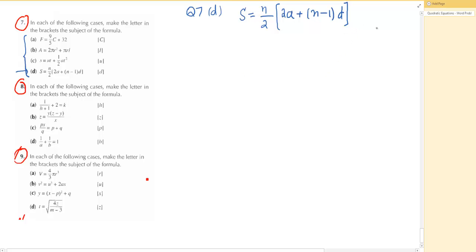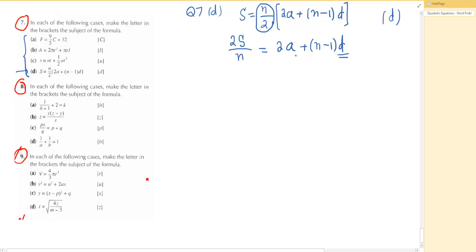So okay, we have to make D the subject. Student, here S is the subject and we have to make D the subject. What we have to do, we have to see whatever is outside the bracket, I will bring on the other side. So it is n over 2, it will become 2s over n. And in this way, bracket is open now. The student, you understand this step? Let me know. You understand this step, beta? Yes, sir.